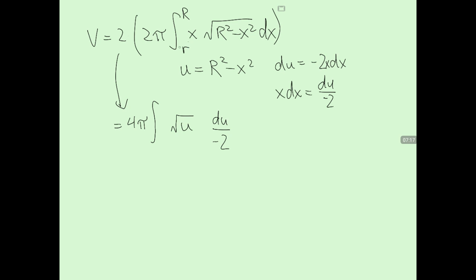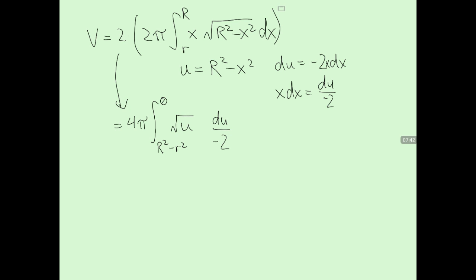So all we're going to do is plug in our upper and lower bounds into this equation where x is, and we're going to get u. So plug in x squared and plug in r for each of the x's. For the bottom one, we'll get big R squared minus little r squared. And for the top one, if we plug in big R squared, we just get 0.